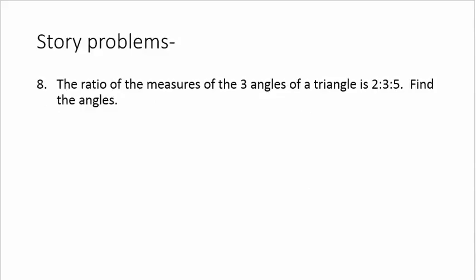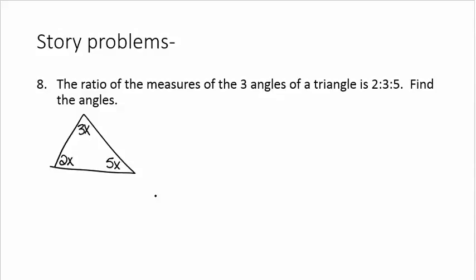Okay, a few more examples left. These are story problems or word problems. And we're going to use the ideas of ratios and some things we've learned before in geometry to help us solve these. So for example 8, we have the ratio of the measures of 3 angles of a triangle is 2 to 3 to 5. Find the angles. And what that ratio represents is that 2 parts of the total measure of the angles, 3 parts of the total measure of the angles, and 5 parts of the total measure of the angles are what each angle represents. So if I draw a picture of a triangle here, we have 2 parts, 3 parts, and 5 parts.